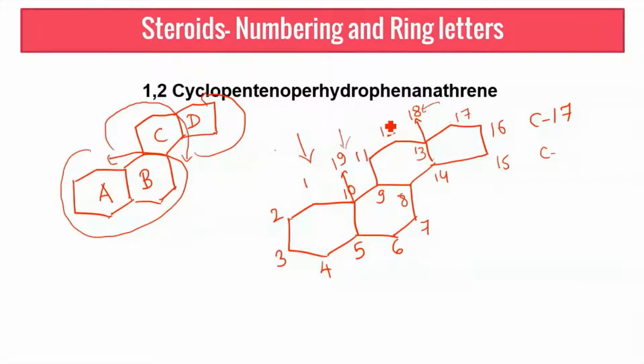This is a very specific numbering system, and that is why you have to know and understand it. So 18, 19, and then when I have more carbons here, I start numbering further. If I have a carbon here, this would become 20. If I extend further, this would become 21. If I extend it further, I will have 22, 23, 24, and so on and so forth.